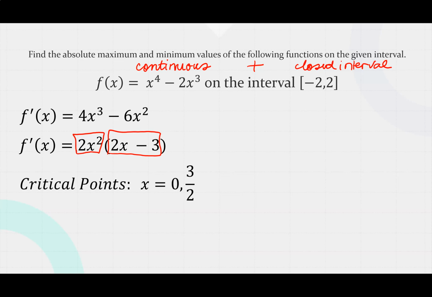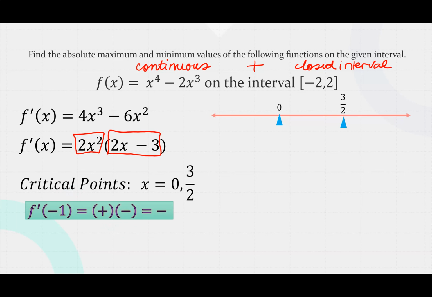And what are we going to do with the critical points? We will put them on a number line, and then we will test the intervals in between. If there's a sign change, then we know that those are going to be our relative max or relative min. Then we're going to compare the values to see where the absolute max and min are. So here we go.